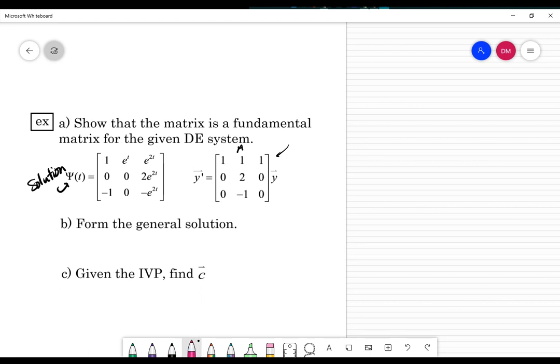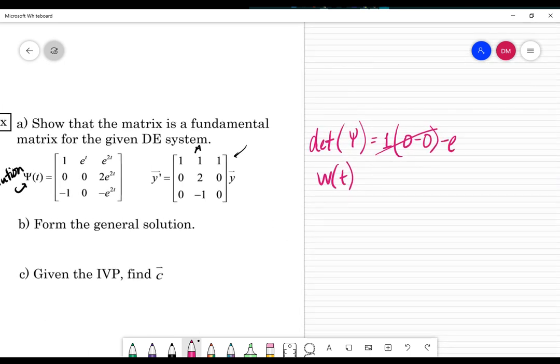So we are going to find the determinant of psi, or you could also say that this is the Wronskian. I guess that kind of looks like omega. Let me do W of t, Wronskian that way. Either way, you write that. That would look like 1 times 0 minus 0. So that goes away. Minus e to the t times our 2 by 2 determinant here, 0 plus 2e to the 2t.